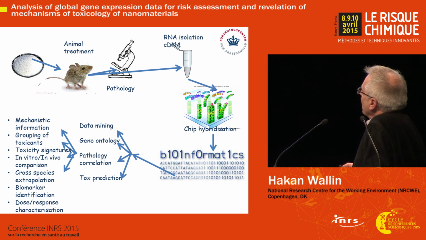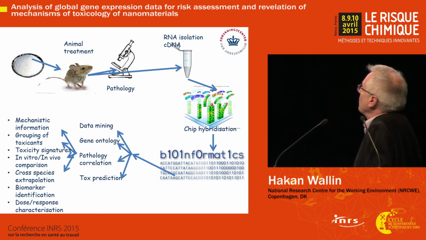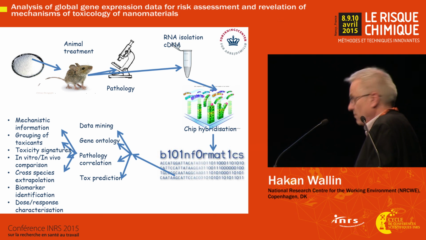So we can identify toxicity signatures for a pathological effect. I showed you that we can do in vivo, in vitro comparisons, and we can do cross-species extrapolation and see if this holds for humans, for different animals. It will be useful for identifying biomarkers that we can use for human monitoring of insult. And I showed you an example of dose-response characterization based on high-throughput methods.